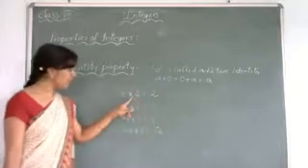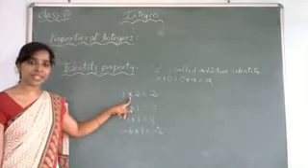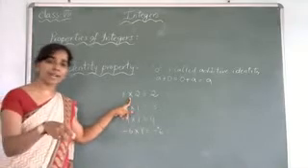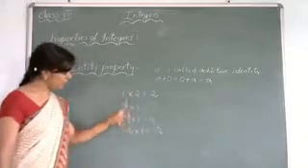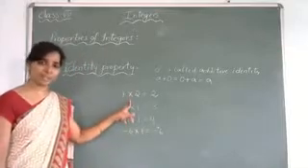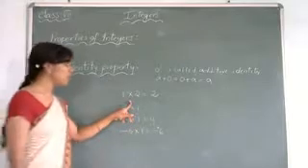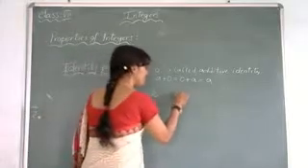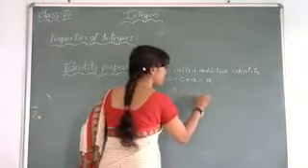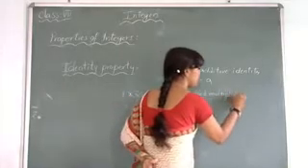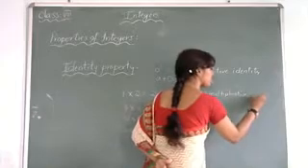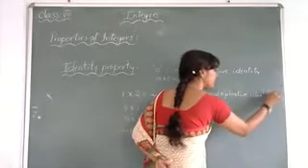So here what is the operation we are doing? Multiplication. Previously we did addition, and for addition 0 is the additive identity. For multiplication we are using 1. 1 is common, so 1 is called the multiplicative identity.